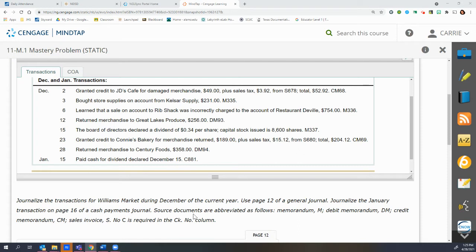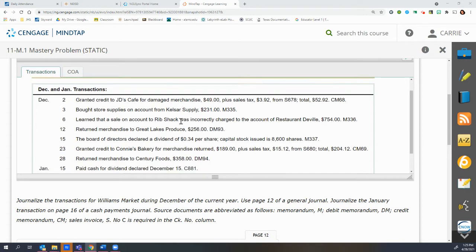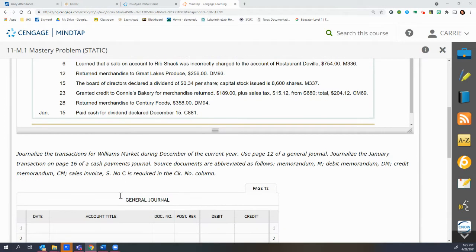Source documents are abbreviated as follows: Memorandum M, Debit Memorandum DM, Credit Memorandum CM, Sales Invoice S. No C is required in the check number column. Y'all know I like to add that C. Okay, so we're going to give a credit.